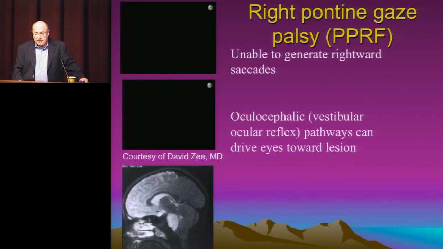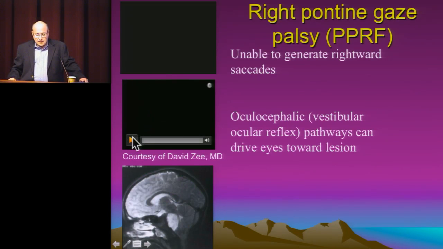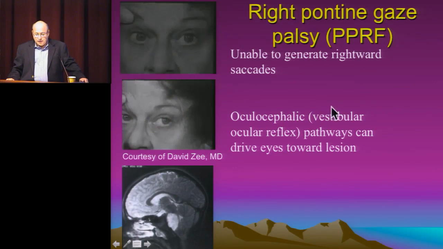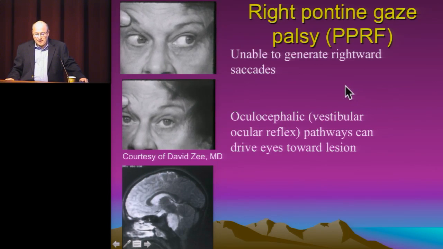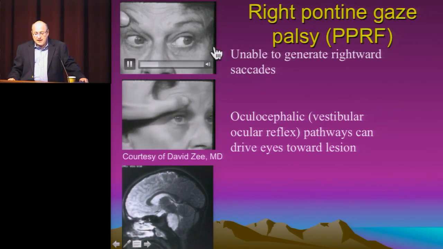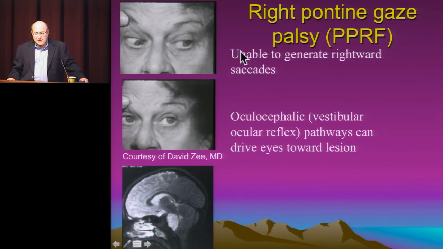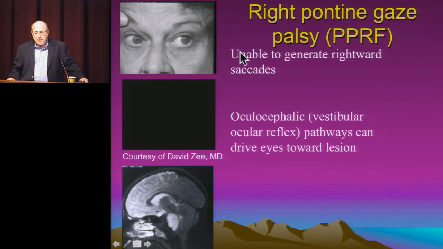Horizontal gaze paresis can be supranuclear if it's in the pons. We know that. Oh, wait. One of them's working. So this person can't generate rightward saccades. They can't look with rapid eye movements to the right. Looks to the left, trying to look to the right, nothing's happening. Okay?